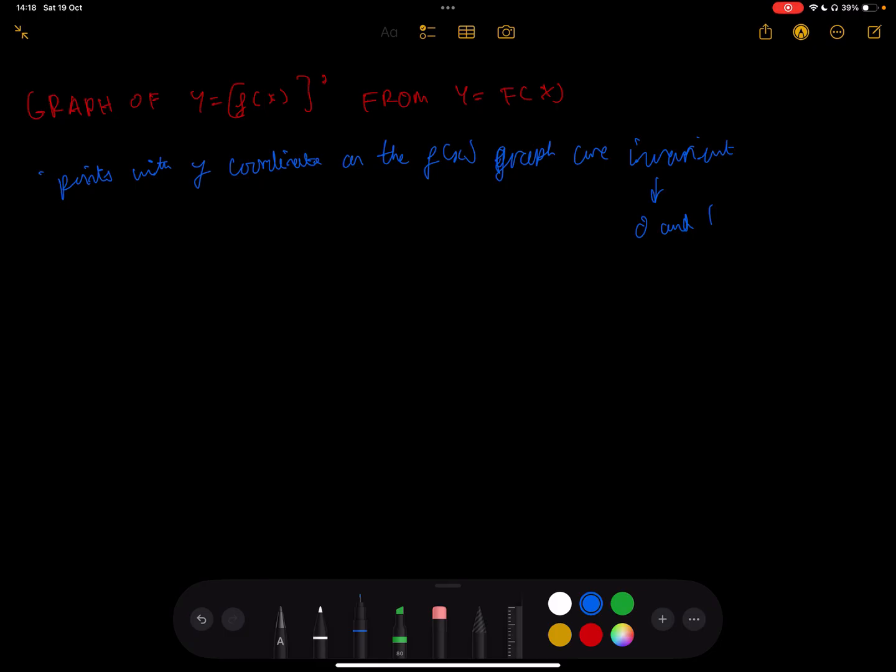So this could be 0 and 1. That helps you remember it. It's only 0 and 1 that are going to be invariant.